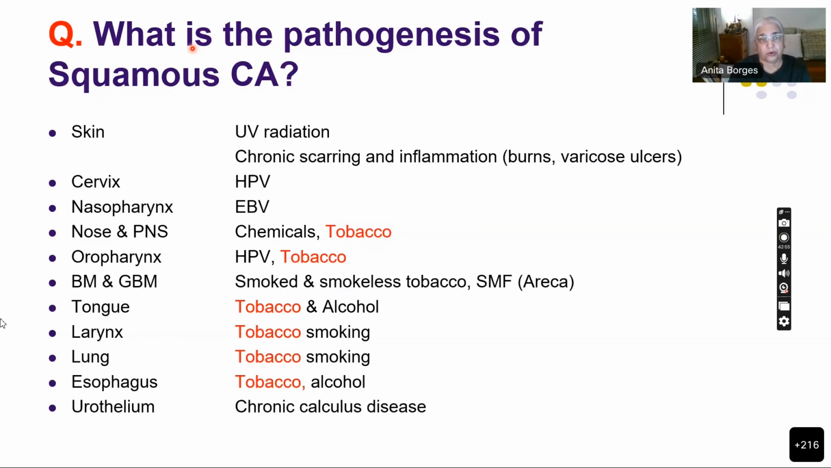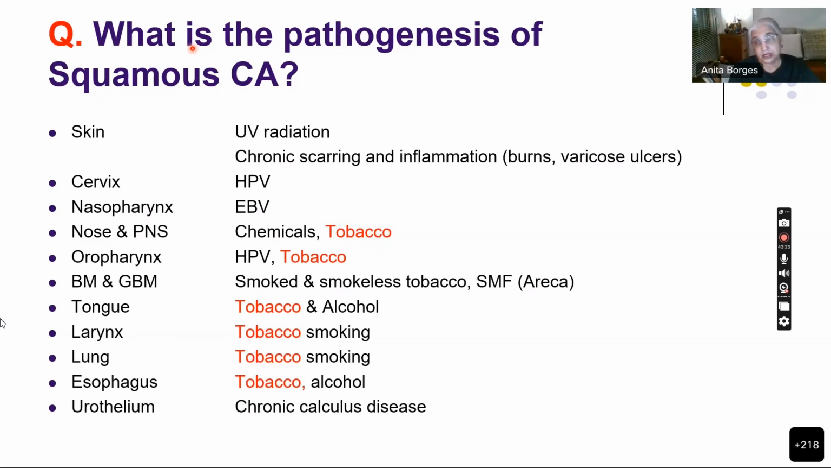Oropharynx, it's HPV and tobacco. If it's the buccal mucosa, it is smoked and smokeless tobacco. And if you have tobacco combined with submucous fibrosis, then there is a whole new ball game going on. Then in tongue, larynx, lung, you have tobacco, smoking. There's also alcohol, which is involved in the esophagus and the tongue.